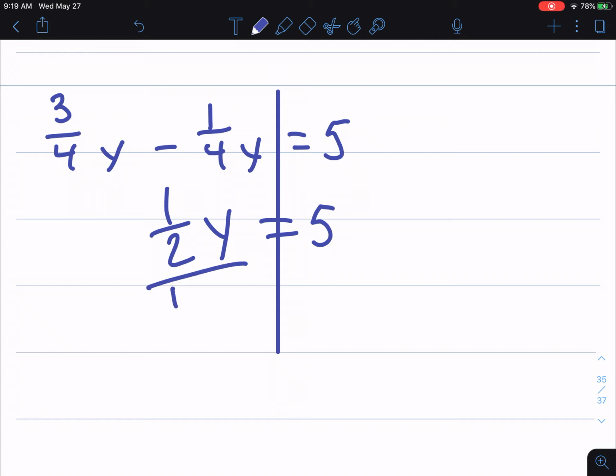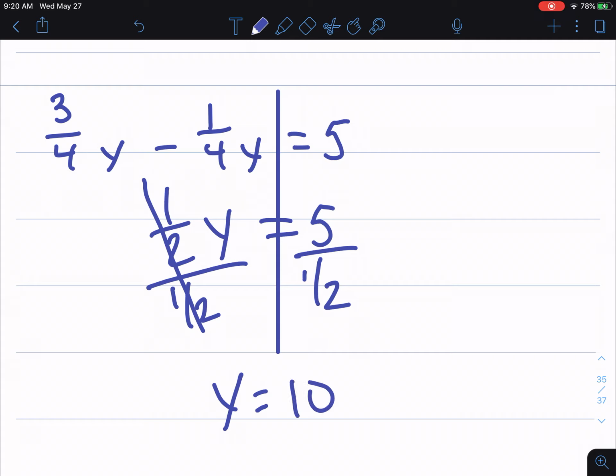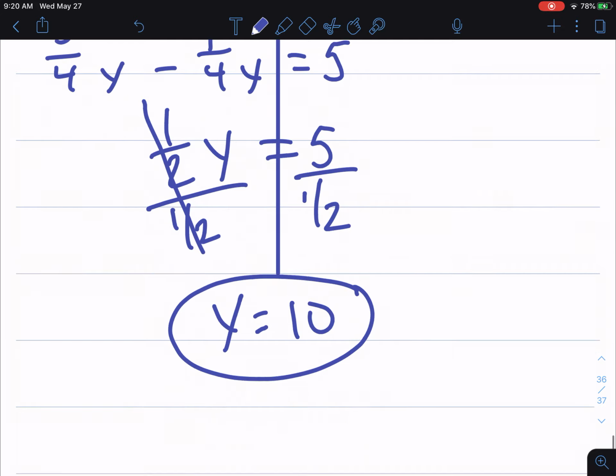Now I'm going to divide both sides by 1/2. Left is going to cancel out to make a 1, and I don't have to put that invisible 1, so I have y equals, so now I have 5 divided by 1/2, which is 10. And that is your answer. Next one.